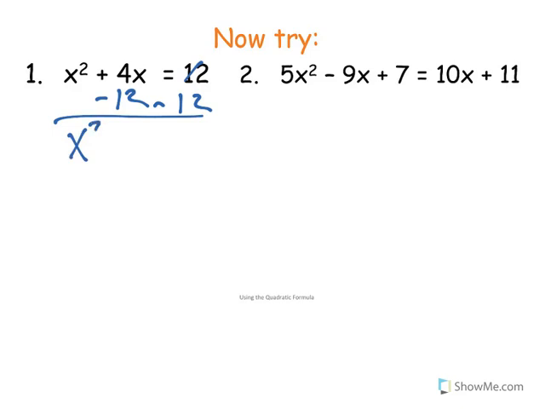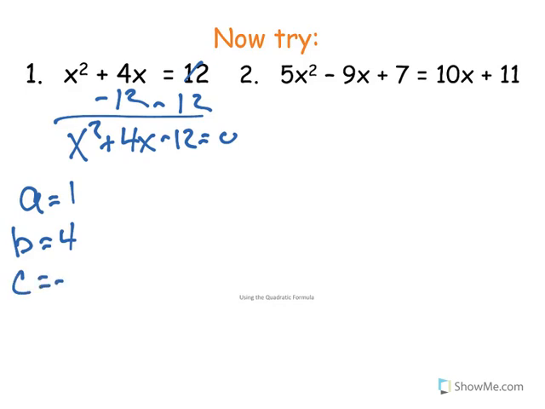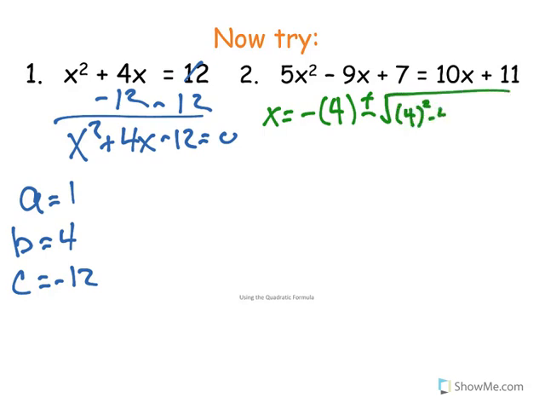So I've got x squared plus 4x minus 12 equals 0, which means I've got a is equal to 1, b is equal to 4, c is equal to negative 12. So I've got x equals negative 4, plus minus the square root of b, which is 4 squared, minus 4 times 1 times negative 12. That's all going to be divided by 2 times 1.